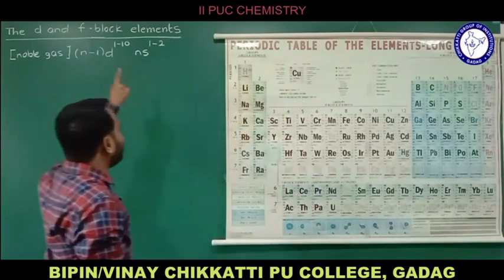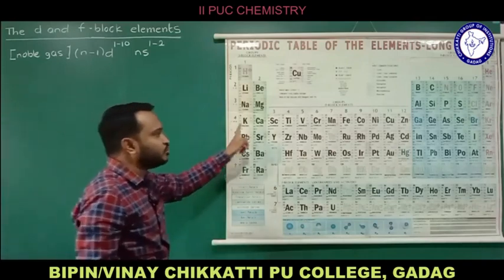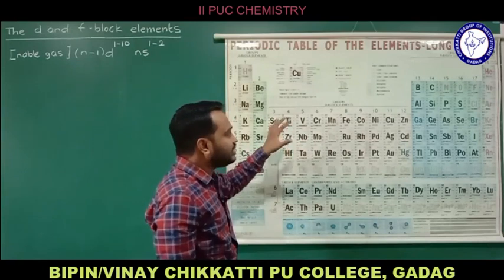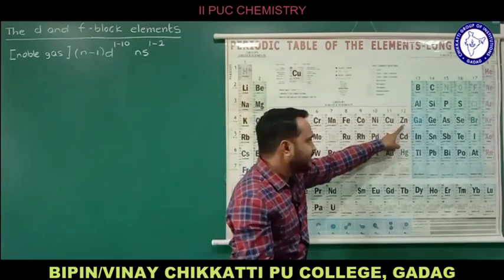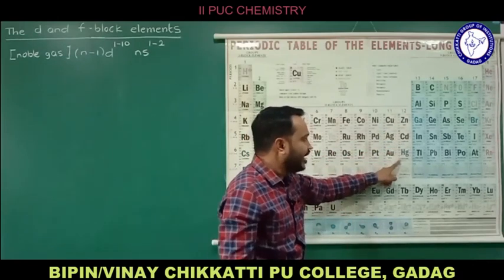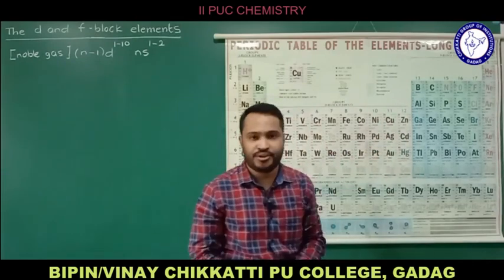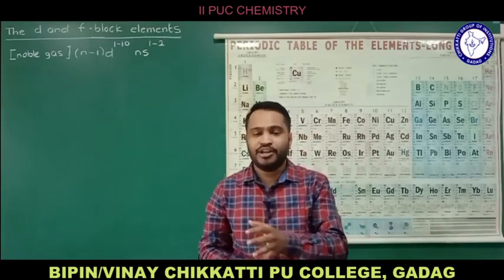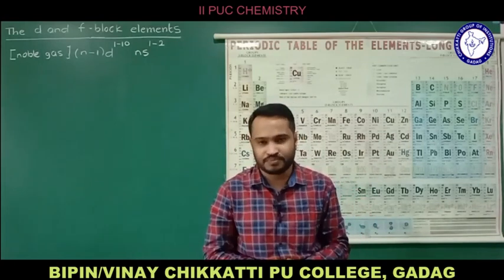So this is the general electronic configuration of transition elements, and I told you the elements which belong to the 3d series. Now observe the last element in the 3d series. What is that? Zinc. In the next series we have Cd, which stands for cadmium. In the next we have Hg, which stands for mercury. So zinc, cadmium and mercury. The point I am going to make here is that zinc, cadmium and mercury are not transition elements, they are not d block elements.